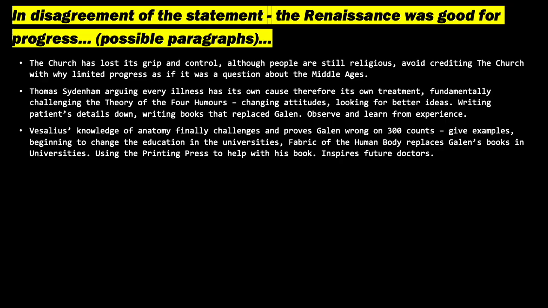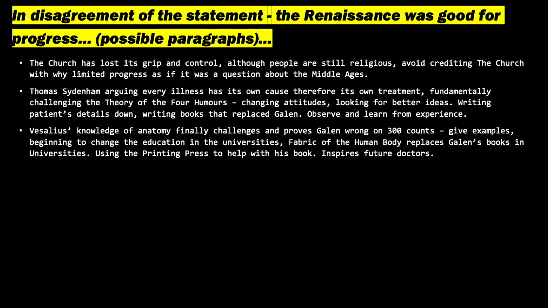You could also then pick Vesalius. I definitely would, absolutely would. His knowledge of anatomy is finally challenging and proving Galen wrong on 300 counts. But remember to give an example of some of those things that he proved Galen wrong on. The jawbone only being one bone, men and women having the same ribs, etc. But be sure that you're saying why this is progress, though. Remember that link back to the question all the time.